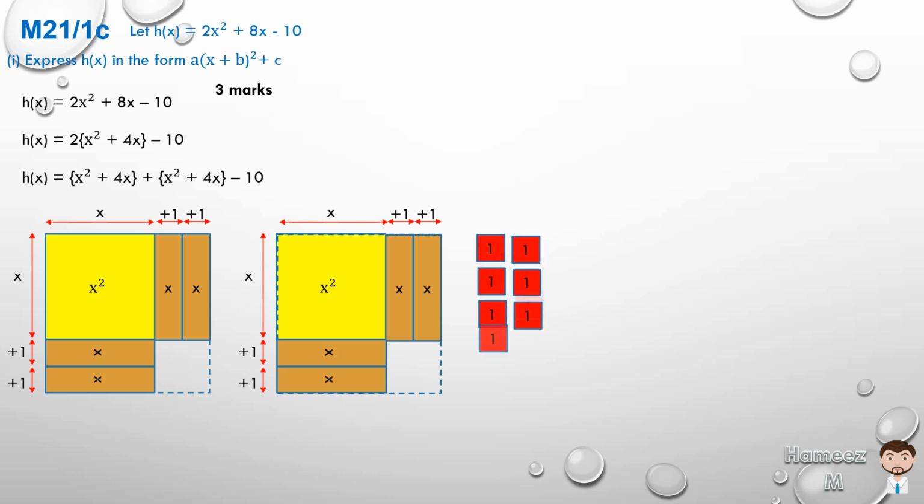So the first diagram on the left indicates x squared plus 4x. The middle one indicates x squared plus 4x again. And then the one on the right with the red is minus 10. So in all, we're going to get 2x squared plus 8x minus 10. So you can still see that everything is equivalent.